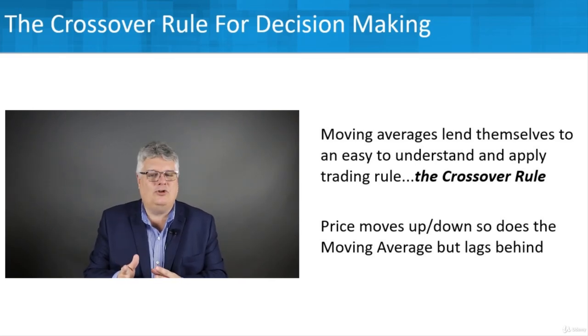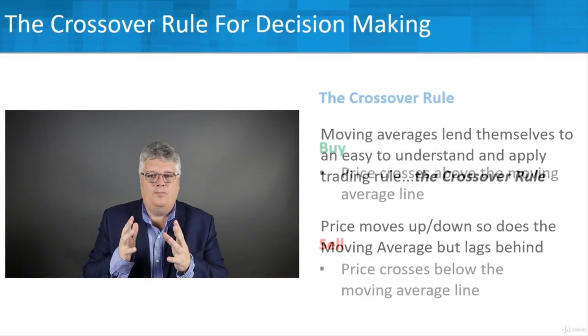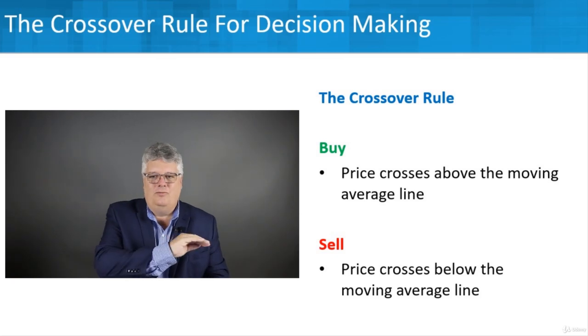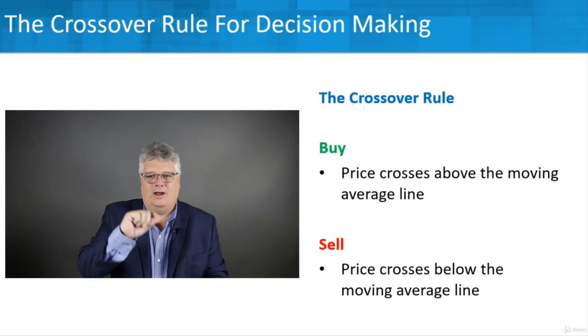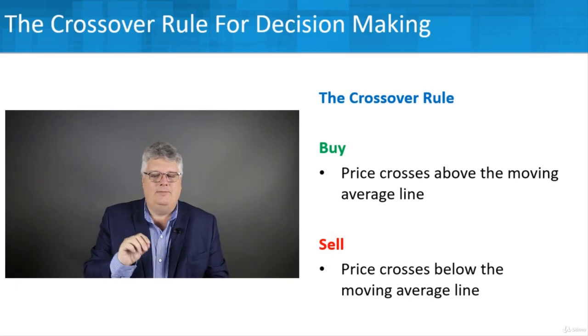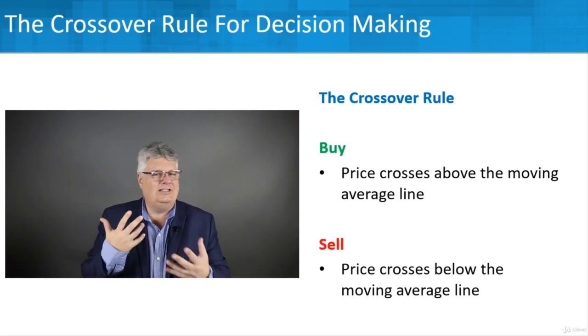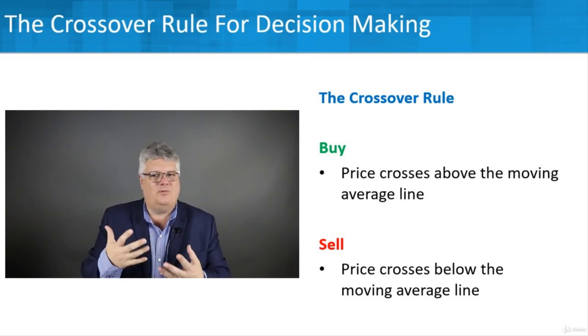So let's talk about the crossover rule and how we can use these moving averages to help us make better decisions as traders. The crossover rule is actually very simple to understand. Basically, when a price crosses above the moving average line, that shows a buying opportunity. Same thing with selling: where the price is going below the moving average, that's a selling opportunity. So let's look at that on an actual chart and see what that really means.